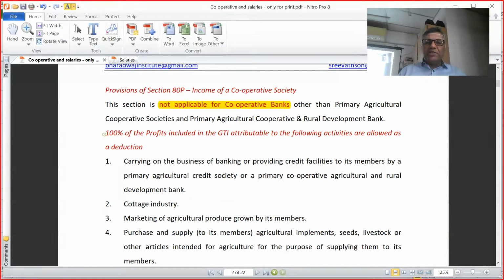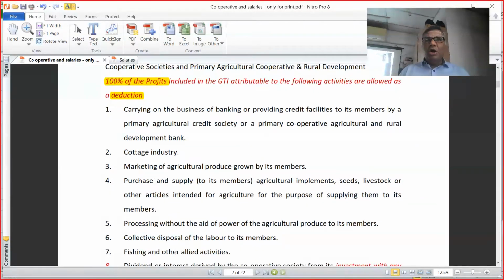100% of the profits will be allowed as deduction. From what activity? Providing credit facility to its members, by a primary cooperative society or agriculture society. First thing is, it is providing credit facility. In every case, it is to members.